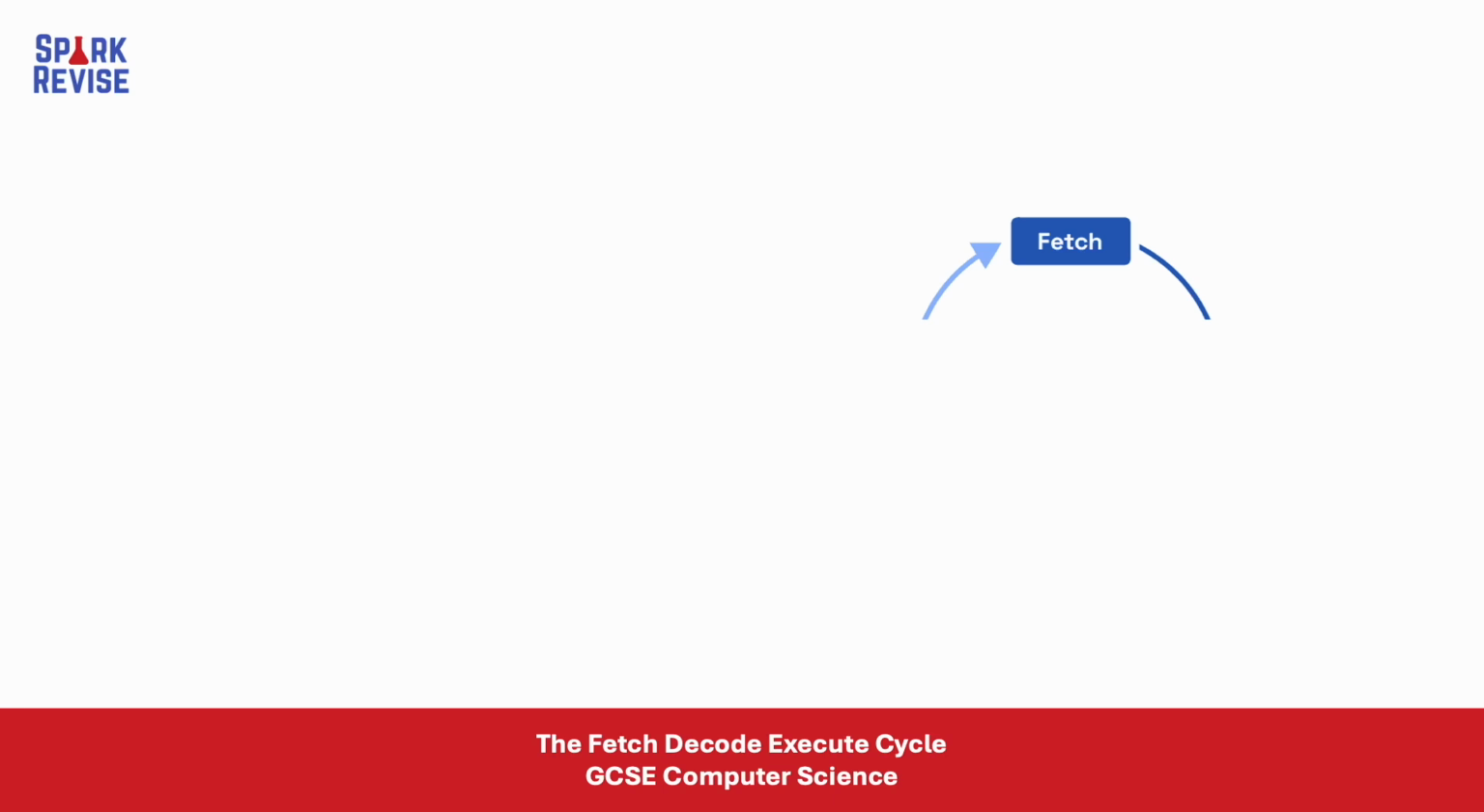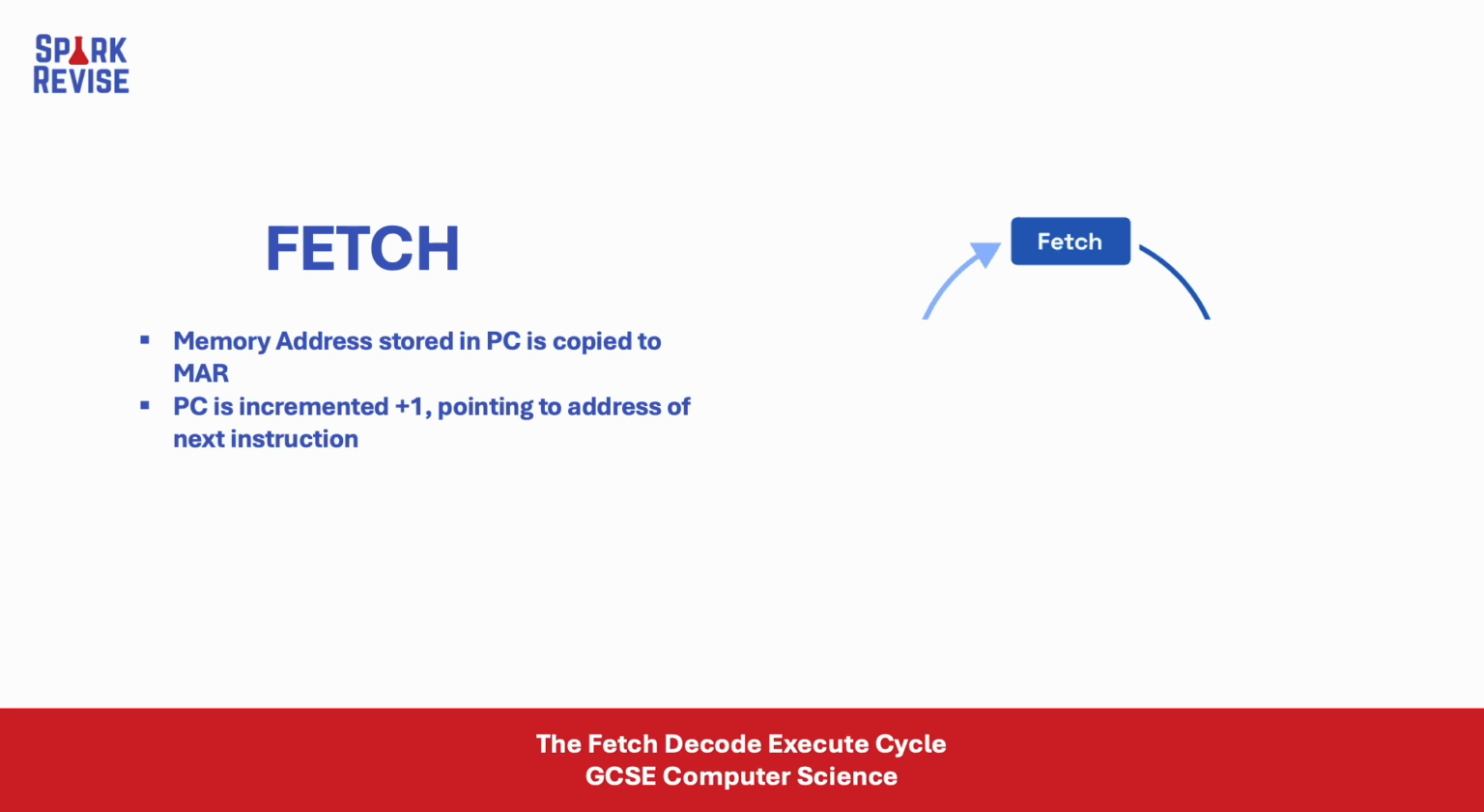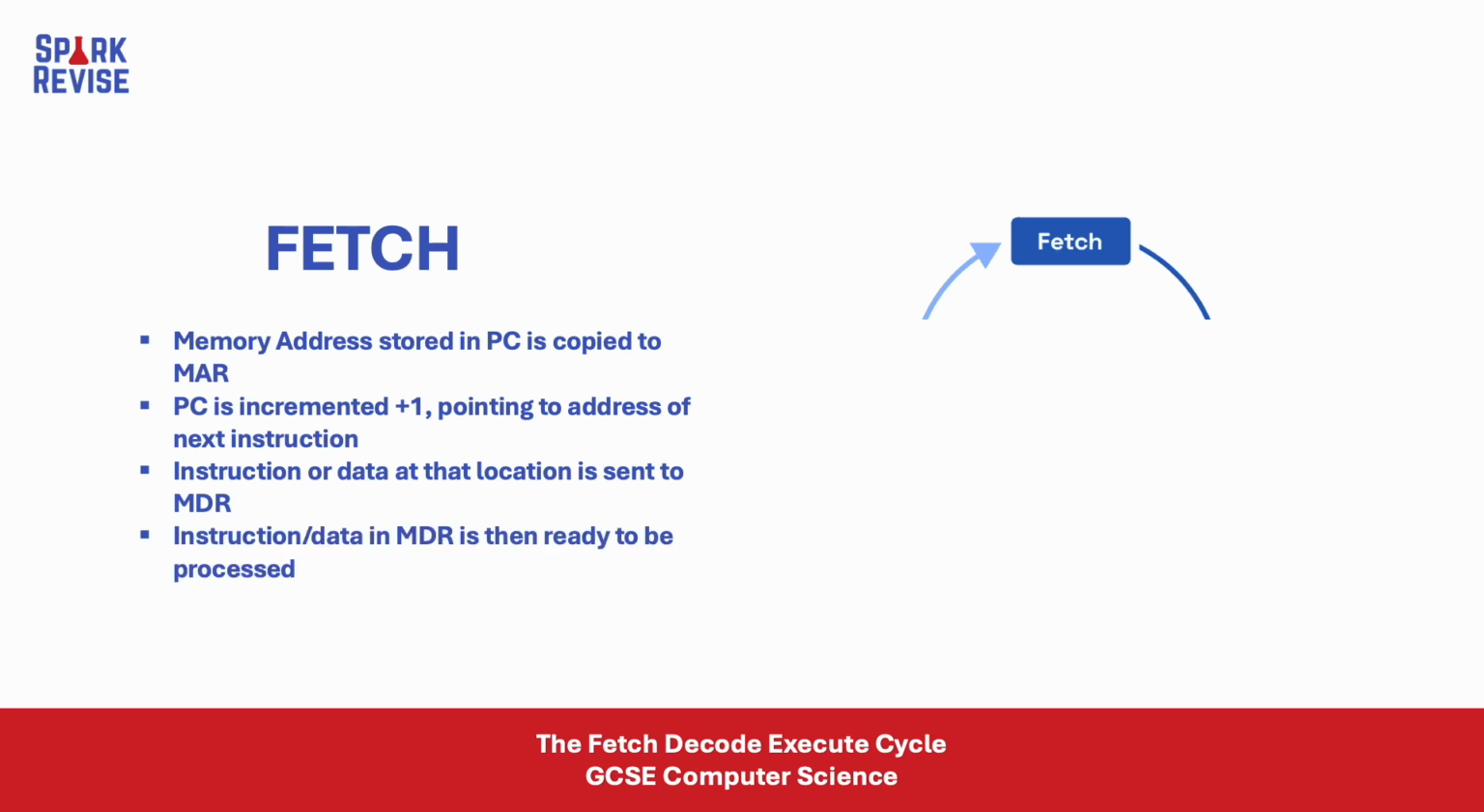The first step is fetch, where the CPU retrieves an instruction from memory. Here's how it works. The memory address stored in the PC is copied to the MAR. The program counter, or PC, is incremented by 1, pointing to the address of the next instruction. The instruction data at that location is sent to the MDR, or memory data register. The instruction or data in the MDR is then ready to be processed and ready to move on to the next step. So let's just go over that again.